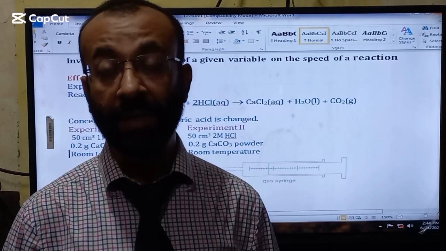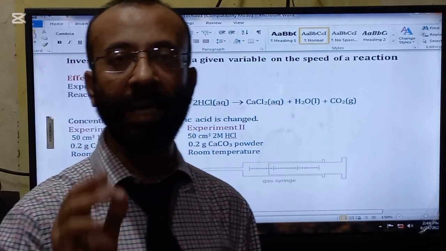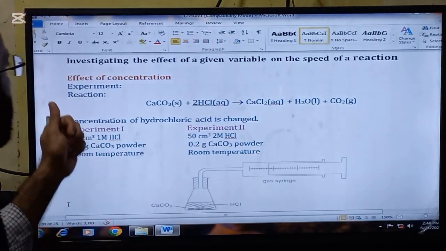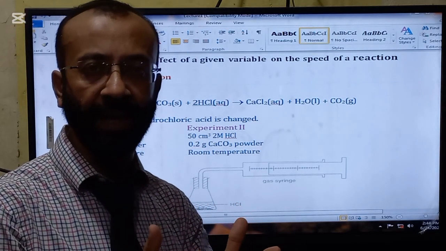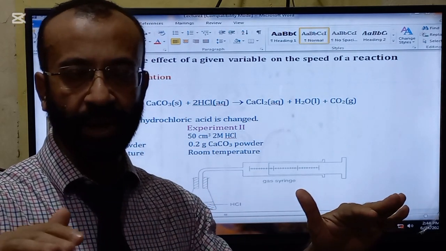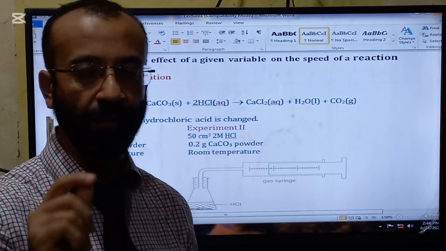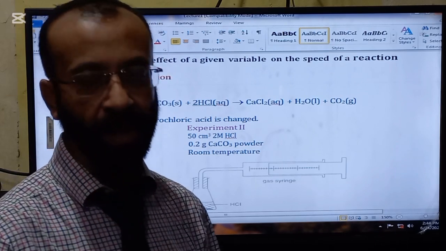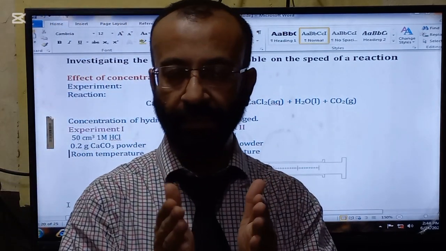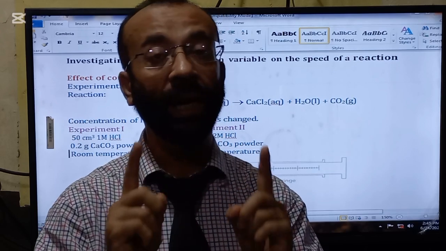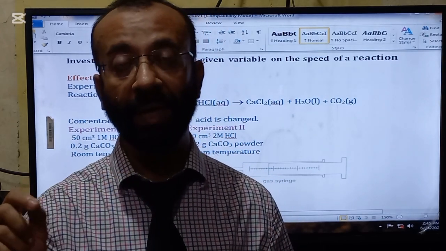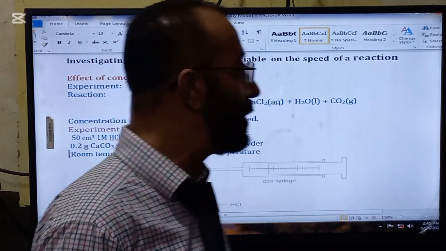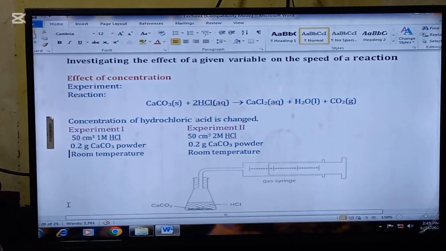Good morning, students. Today we are going to read the effect of concentration of one of the reactants in a chemical reaction on the speed of the reaction. So we are going to read the effect of concentration on the speed of reaction regarding paper number 4, in which you have to write down an experiment. So concentrate yourself now. We are going to start.